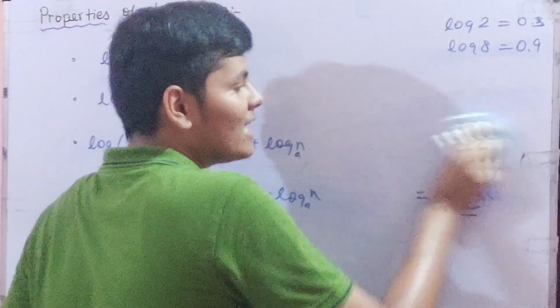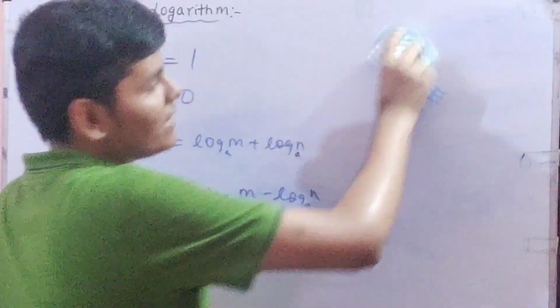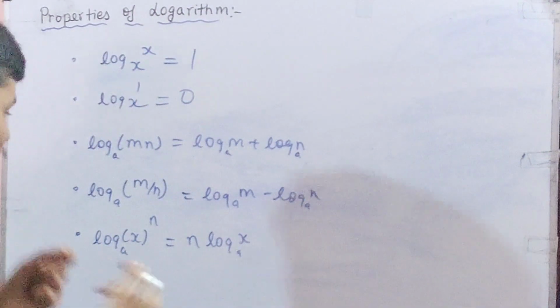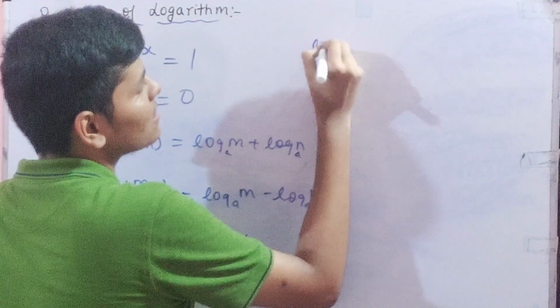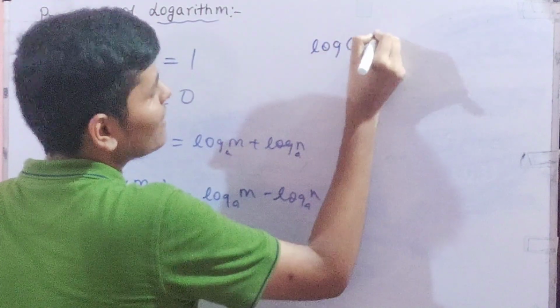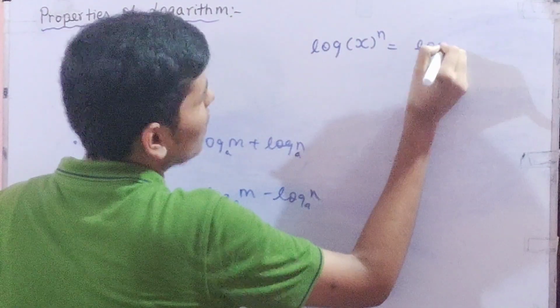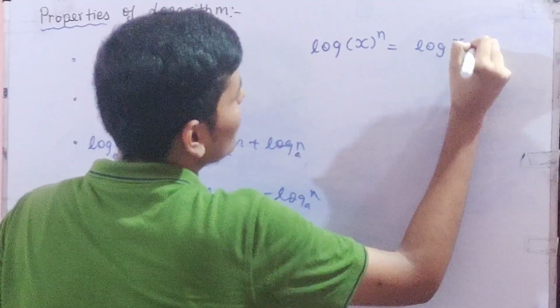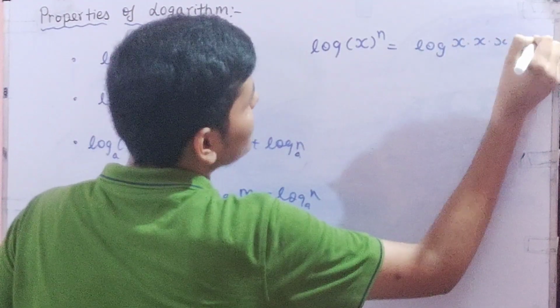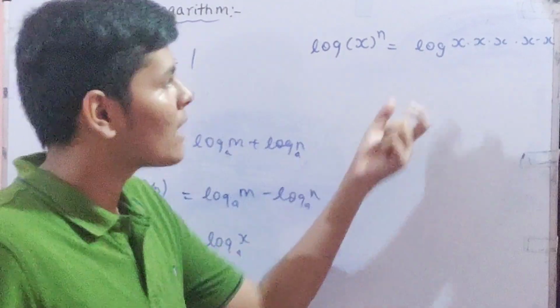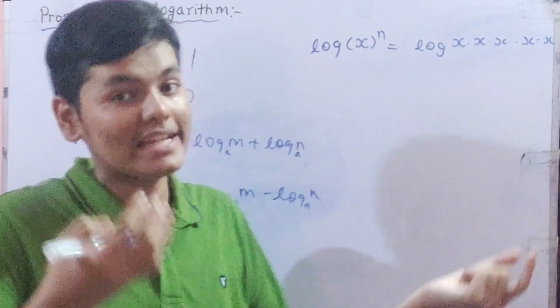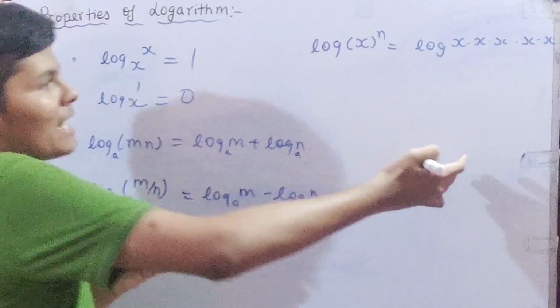This property has a very good derivation. How do we derive this? Log of x to the power n is equal to log of x into x into x into x into x. How many times? N times. X into x, how many times do we have it? N times. Why? Because it is x to the power n.